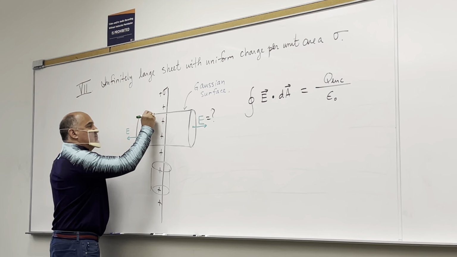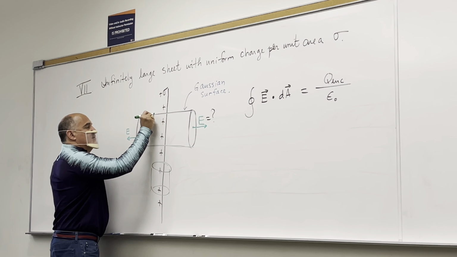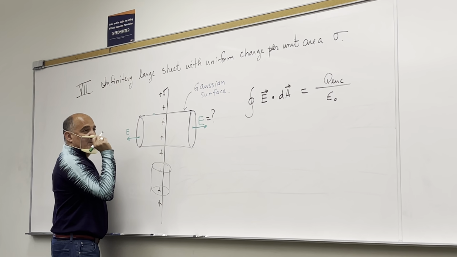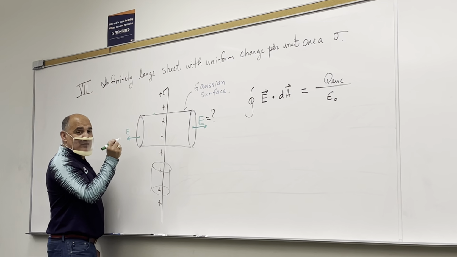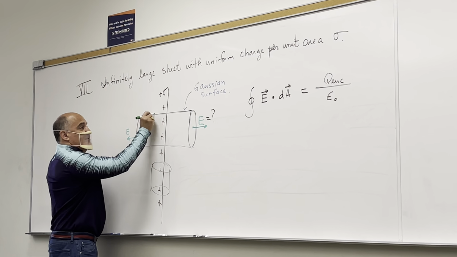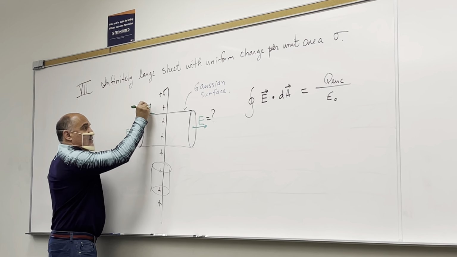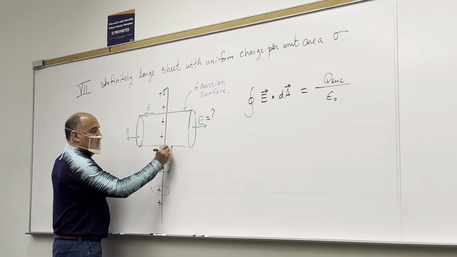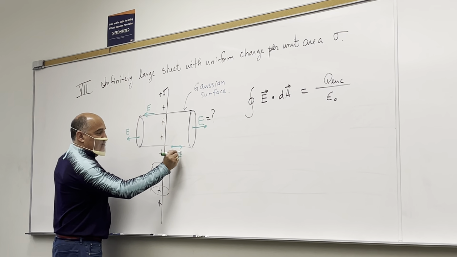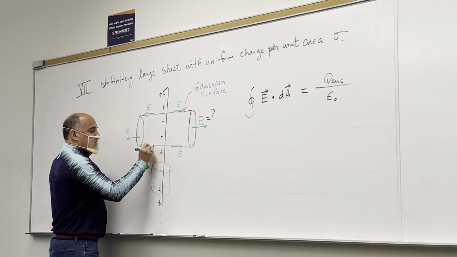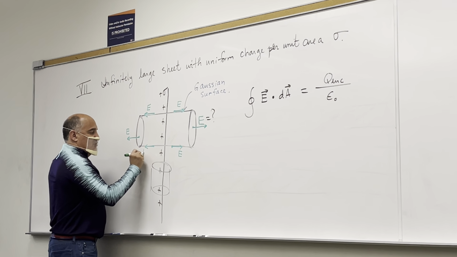What about at this point on the curved surface? To the left. What generates the electric field? The charge. And the charge is what, positive or negative? Positive. So it should point to the left, away from the charge, right? What about over here? To the right, away from the charge. What about here? Away from the charge. What about here? Away from the charge.